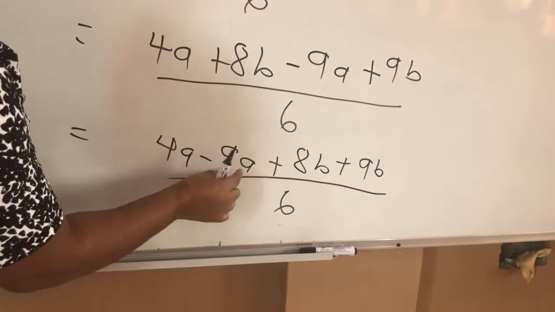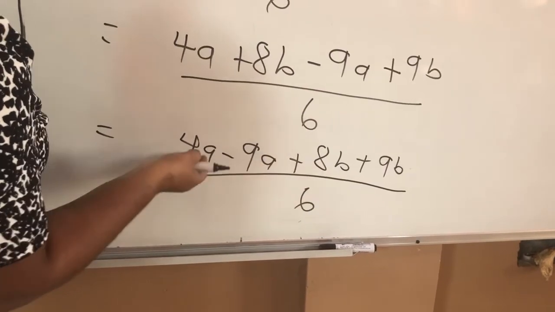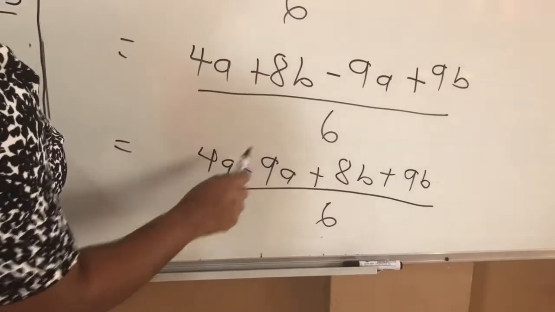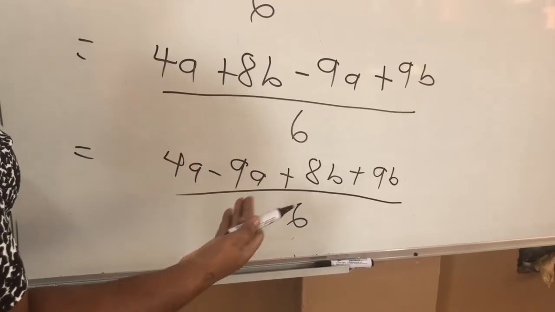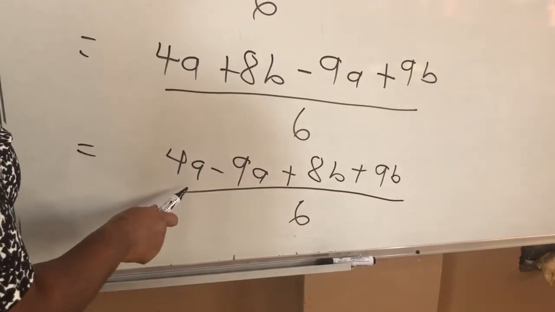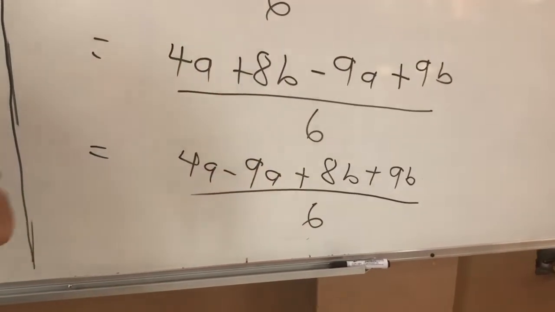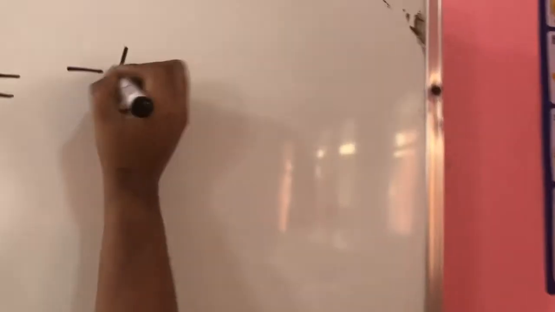Now let's look here. You have a negative 9 and a positive 4. You are owing somebody 9 and you are paying 4. Are you owing the person or you finish paying the person? You are still owing the person. How much are you owing the person? You are owing the person 5. Any owing number is a negative number. So you have negative 5A.